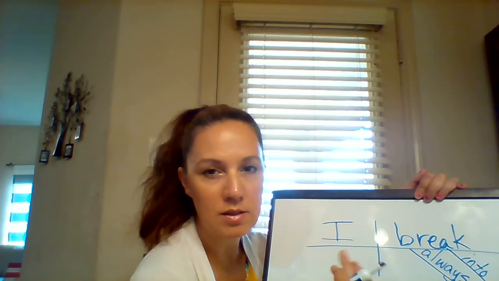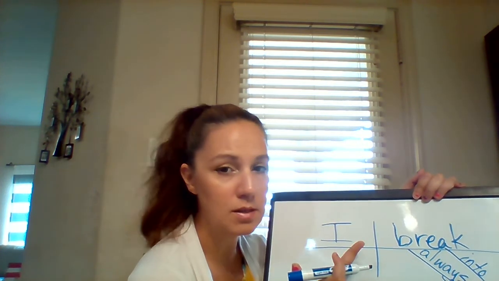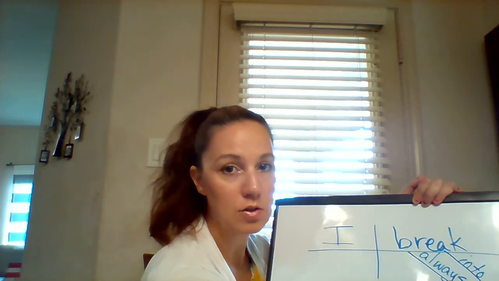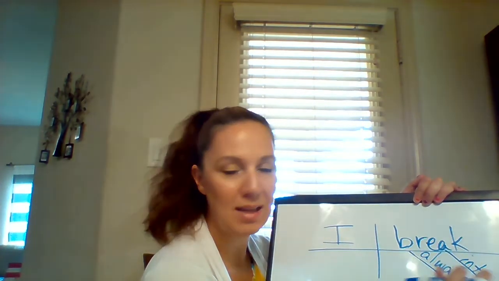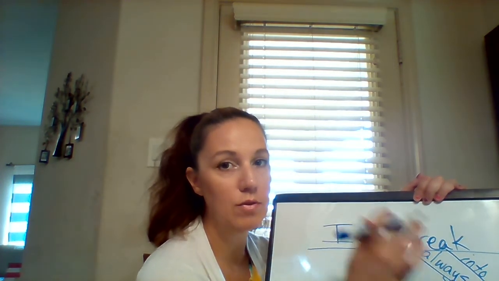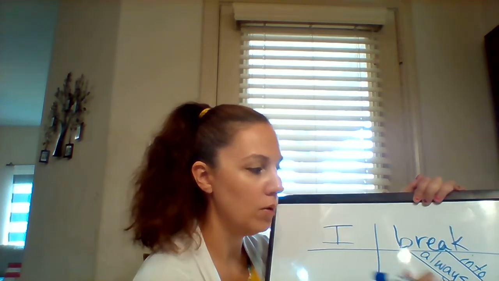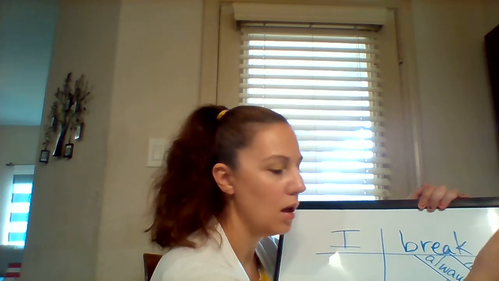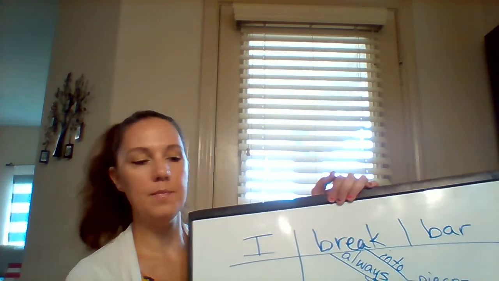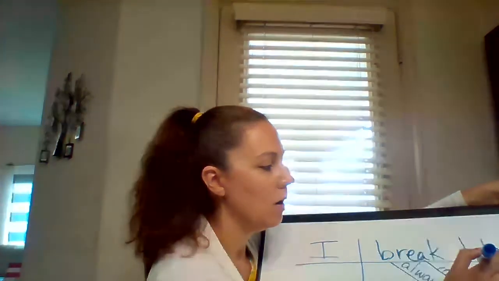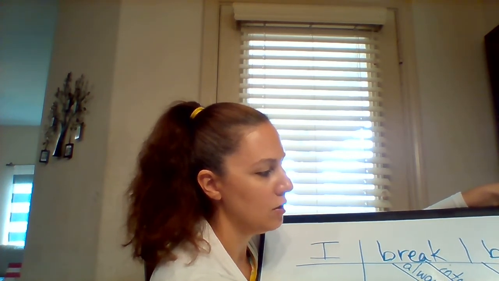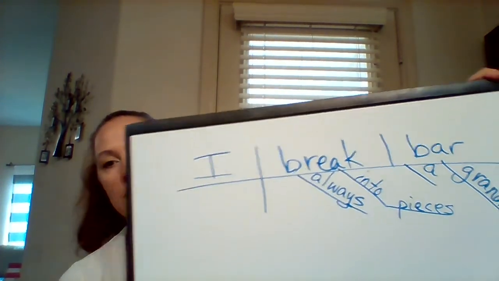For prepositional phrases, you really have to think about which part of my sentence is it describing? Is it describing my subject? Is it describing my predicate? Or is it describing my direct object? It's breaking into pieces. So in this case, the prepositional phrase describes the predicate. Okay? So I always break into pieces. What? A bar. So that's my direct object. Okay? And then we have some words describing the bar. We have a bar. We have granola bar. Those both describe what kind of bar. So those are adjectives. Okay?